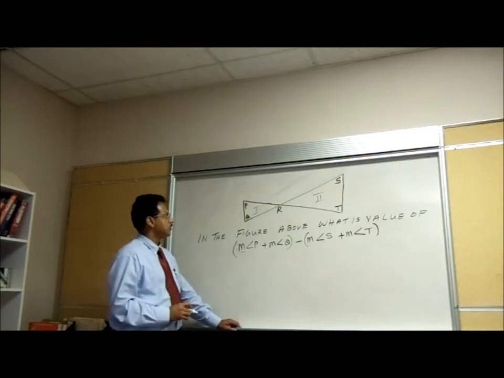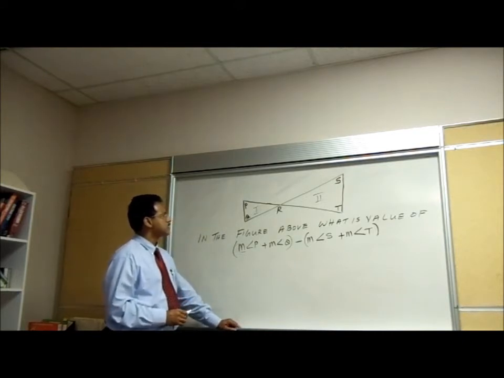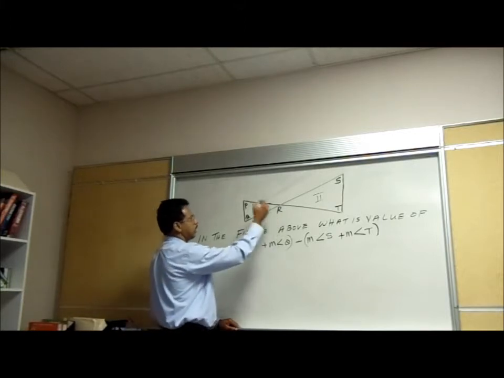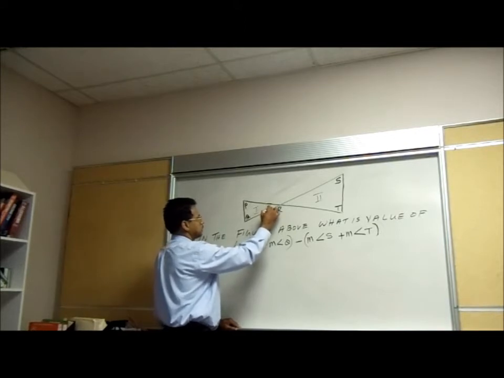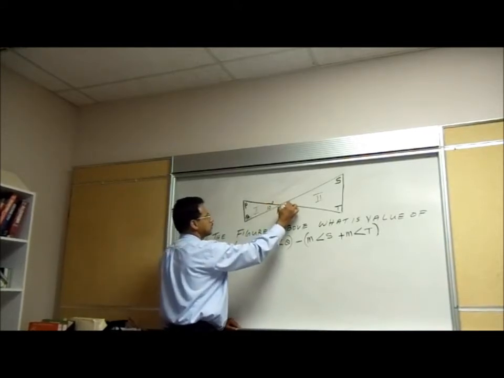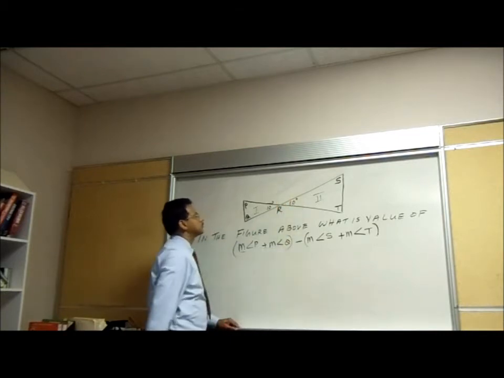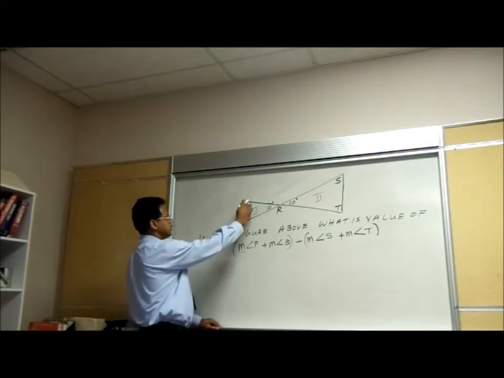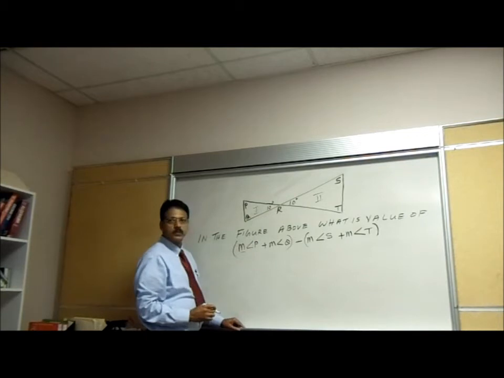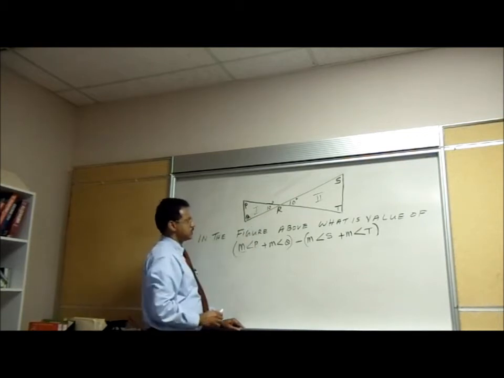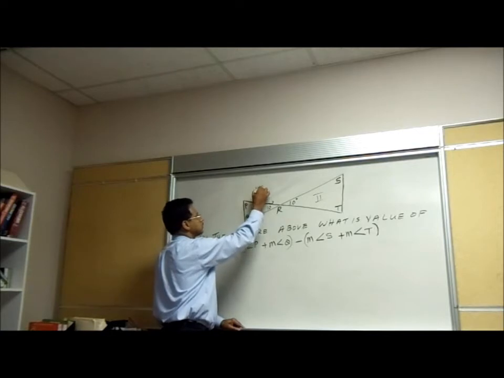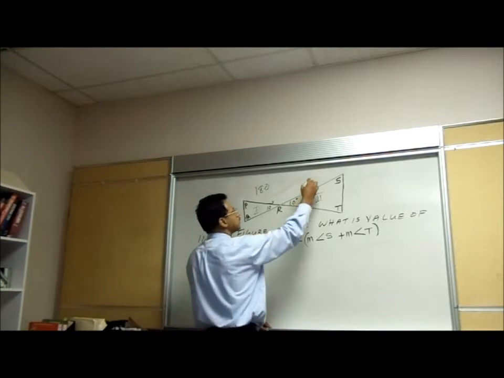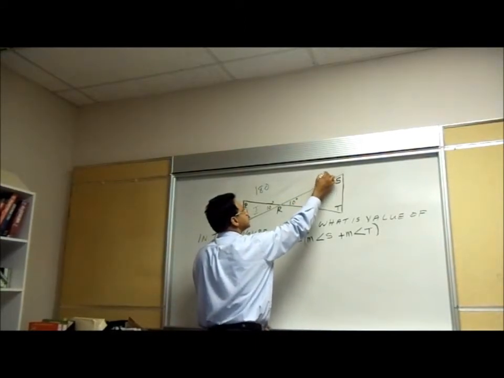So when we look at the figure, they don't give any measure of angles. So let's take R, 10 degrees. Consider this triangle PQR. You know, the sum of the measures of the angles of a triangle is 180. We have two triangles, so the sum of the measures of the angles of those two triangles is 180 degrees each.